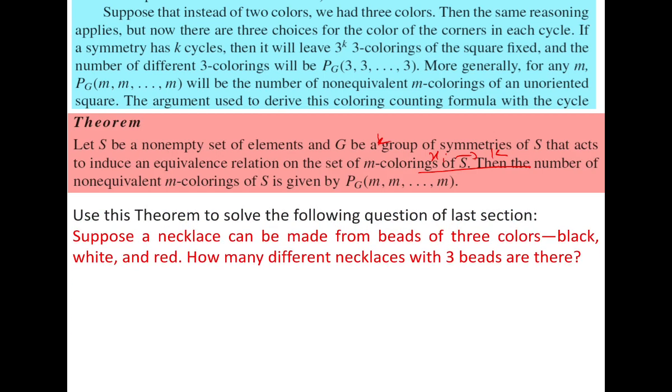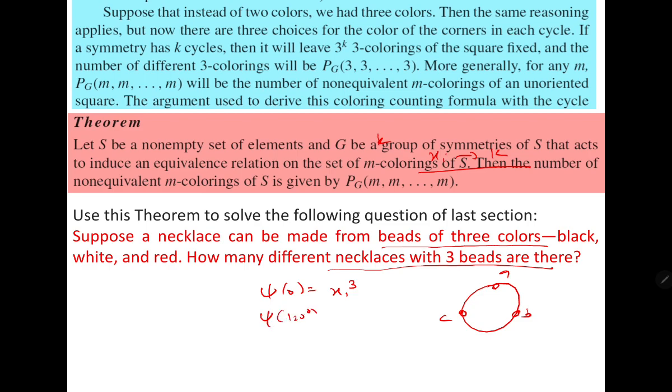Okay, so now let's try the first question. Consider a necklace made up of 3 colors. Then how many different necklaces with 3 beads are there? In terms of the necklace, we are just considering the rotation. So rotation means that psi of 0 is x1 cube, because there are 3 cycles of length 1, A, B, C. Psi of 120 degree is A, B, C, and psi of 240 degree is A, C, B.